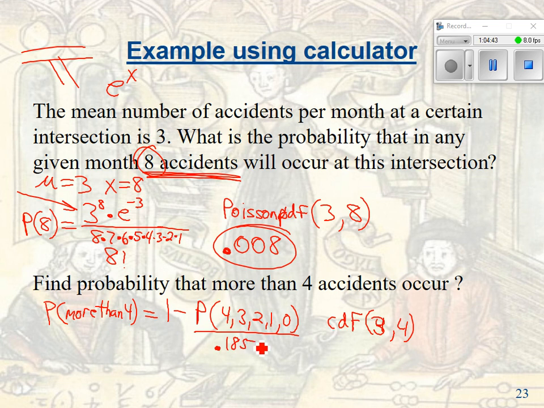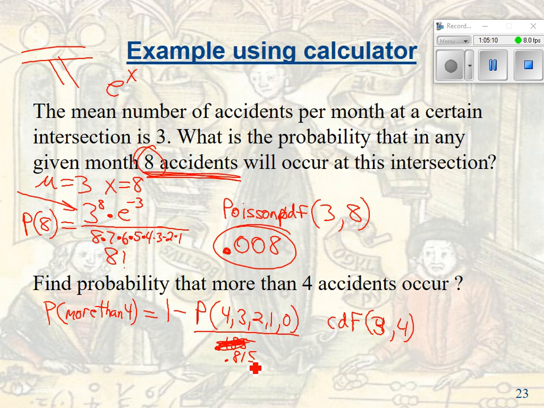Which is really weird, because before you subtract it, it's 0.815. Oh, okay, that confused me. This came out to be 0.815, and then 1 minus that is 0.185. So now I'm looking at that: there's about an 82% chance that there's going to be 0, 1, 2, 3, or 4 accidents.